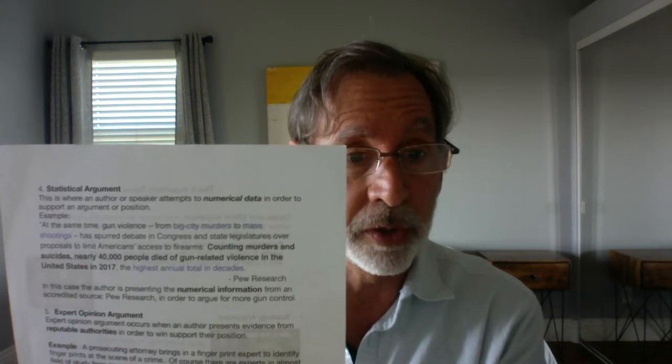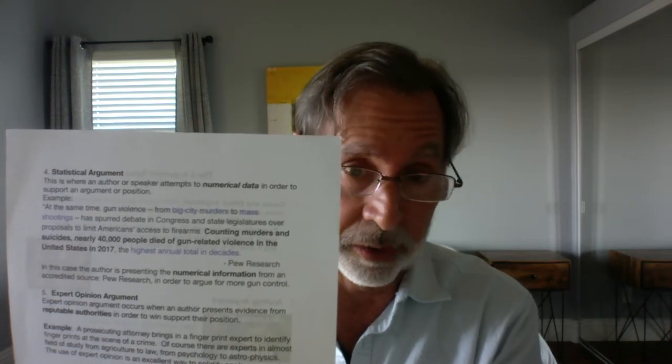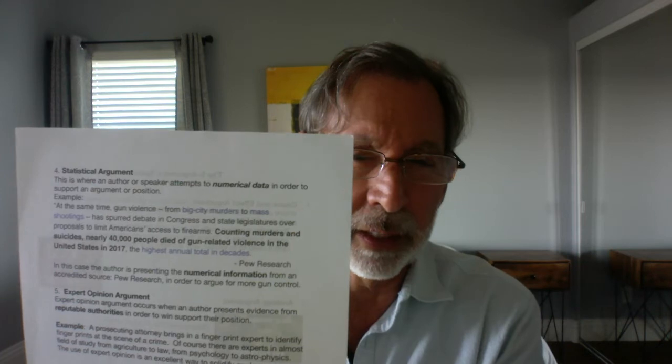At the same time, gun violence, from big city murders to mass shootings, has spurred debate in Congress and state legislators over proposals to limit Americans' access to firearms. Counting murders and suicides, nearly 40,000 people died in gun-related violence in the United States in 2017. So counting murders, obviously, that's about 11 to 15,000 murders a year. But the rest of those, maybe shooting accidents, hunting accidents, or suicide, that makes up to about 40%.